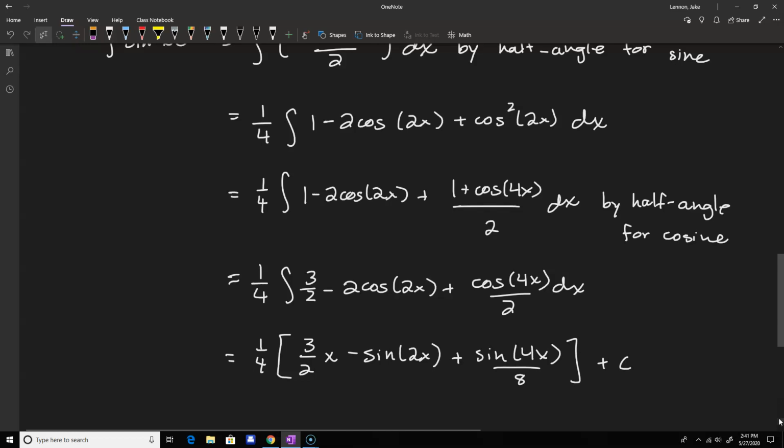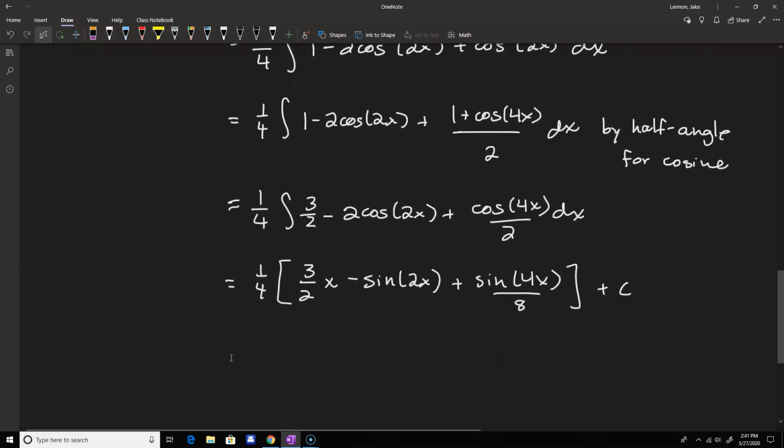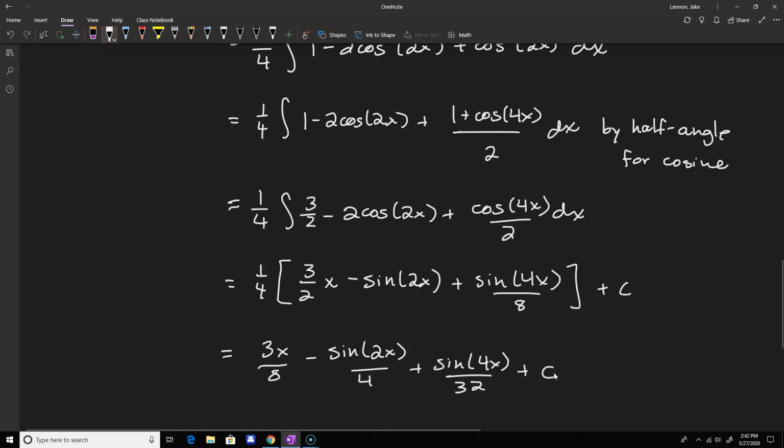And if you want, you can go ahead and distribute the 1/4, so there's no more parentheses. So we would have 3x over 8 minus sine of 2x over 4, and then plus the sine of 4x over 32, plus C. And that is the final integral. So again, a little complicated, handling that even power of cosine, but we see that it can be done. And in general, we have formulas that can apply to these types of integrals because it's the same technique over and over again.